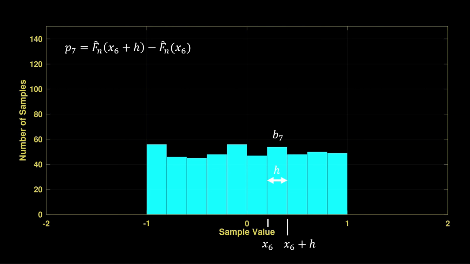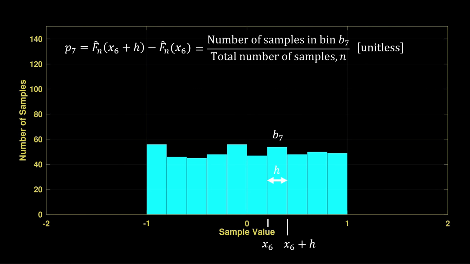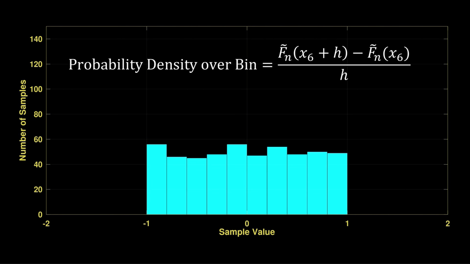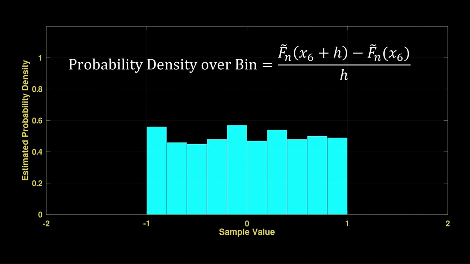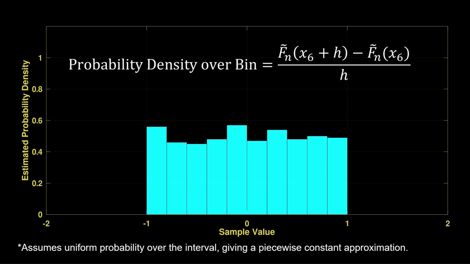Then we can do this for each bin and come up with each bin's probability. And if we divide each bin's probability by the bin width, we get a uniform approximation of probability per unit x across each bin, so that overall bins, we have a piecewise constant approximation of the probability density function from data. And this approximation gets better as the number of samples increases.